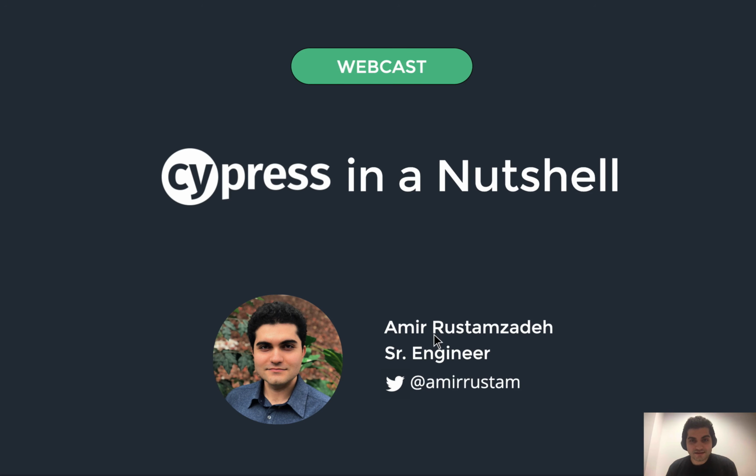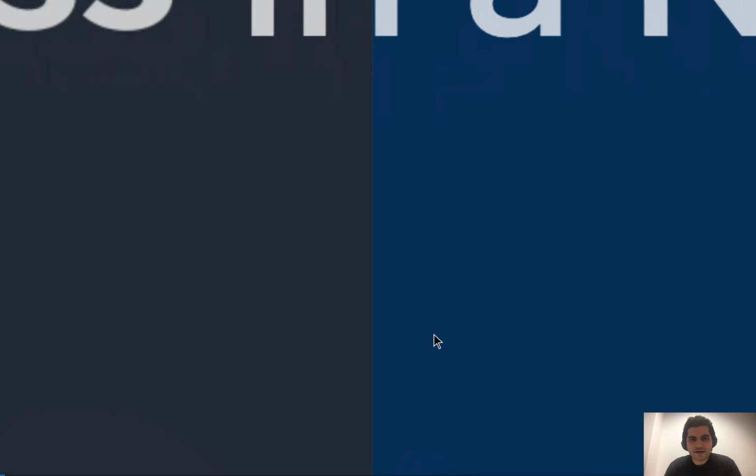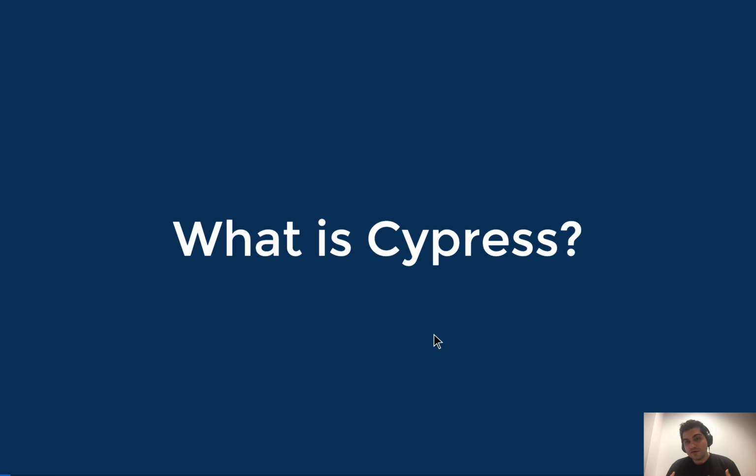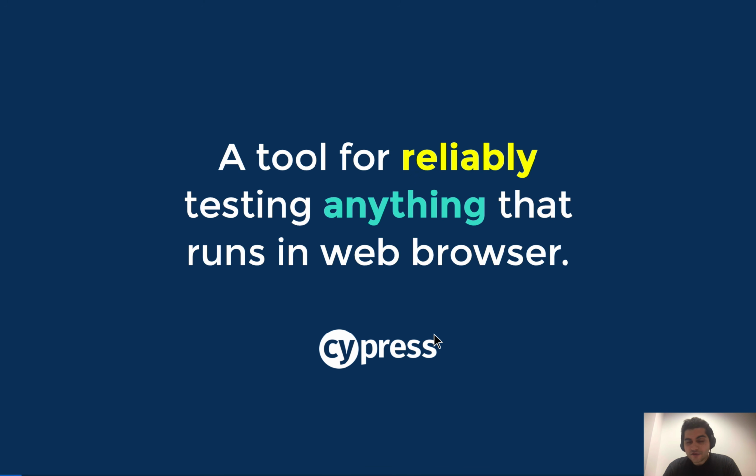Now, before we get down to the nitty-gritty details, let's take a quick minute to talk about what Cypress is. Many of you probably already have an idea, but for those that are just getting acquainted, first and foremost, Cypress is a tool for reliably testing anything that runs in a web browser. It especially shines with testing modern web applications like the ones written in React, Vue, and Angular, and so on. But it's important to mention that Cypress is completely tech stack agnostic. It doesn't matter how and what you've written your app in. If it runs in the browser, the goal of Cypress is to help you test it.